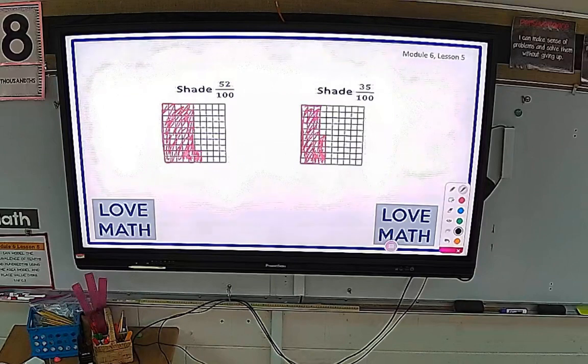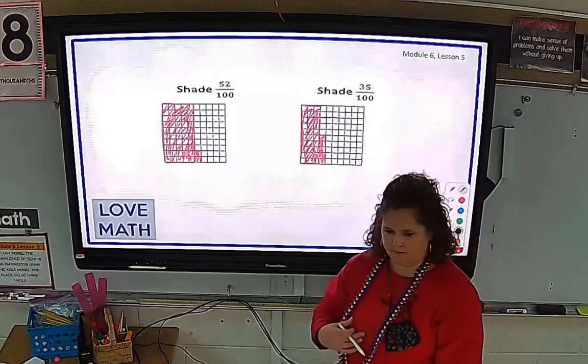Okay, this is what we're going to do next. We're going to create 2 different kinds of models on our regular whiteboard. Leave this, because we're going to use these same 2 fractions, but we're going to cut your board in half. We're going to make 2 different things on our whiteboard.